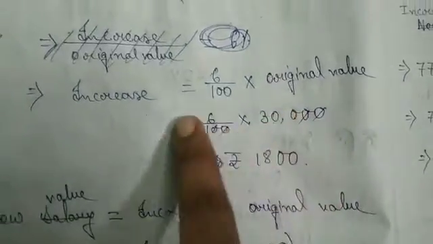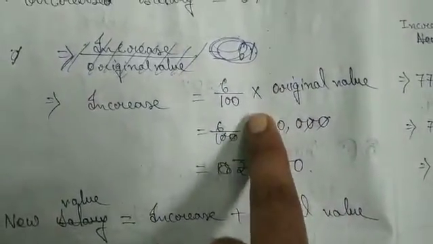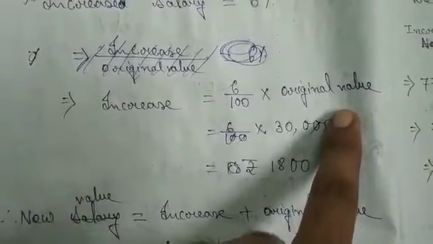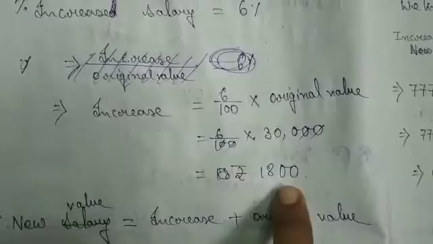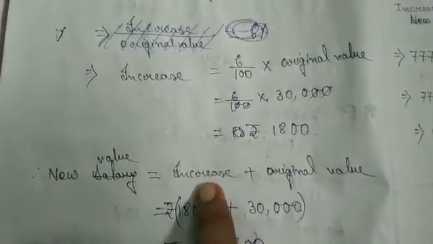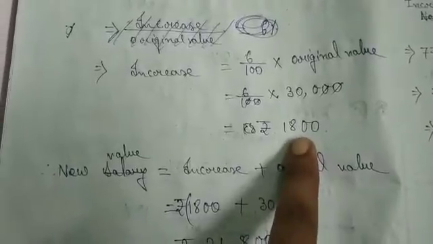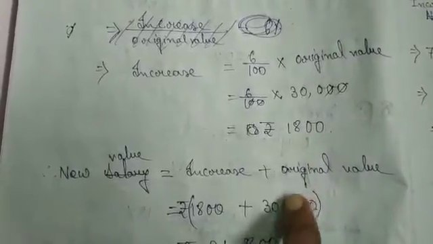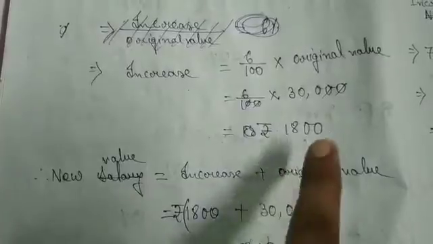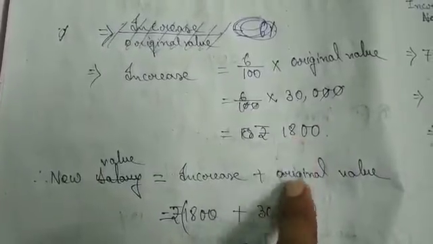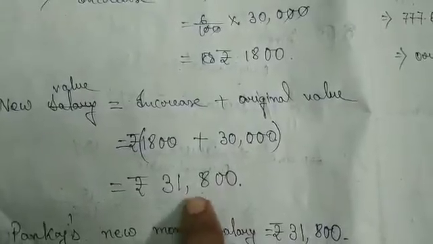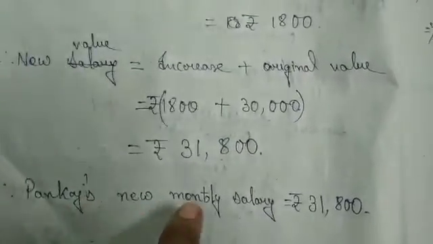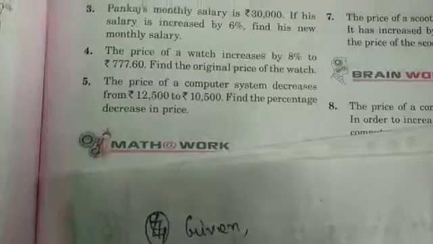Here we have to find the increase, which is 6% of the original value, that is 6% of 30,000, which is 1800. Now the new value will be the increase, the 6% value, plus the original value. The 6% value is 1800 and the original value is 30,000, which gives us rupees 31,800. So Pankaj's new value is rupees 31,800.